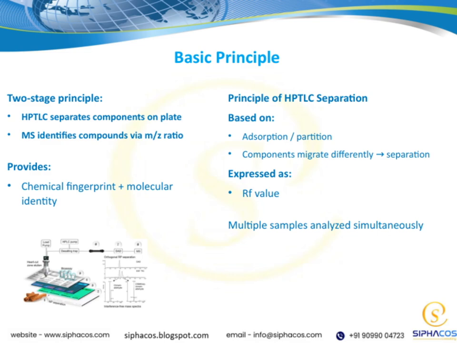The core idea here is a two-stage process. First, HPTLC separates the components physically on the plate. Then, we use mass spectrometry to identify those compounds by their m/z ratio, which tells us about their molecular weight and structure. What makes this technique particularly powerful is that it provides both a chemical fingerprint, so we know what's present, and the molecular identity, helping us understand exactly what compounds we're dealing with. This combination of separation and identification is what makes HPTLC such a versatile tool in analytical chemistry.